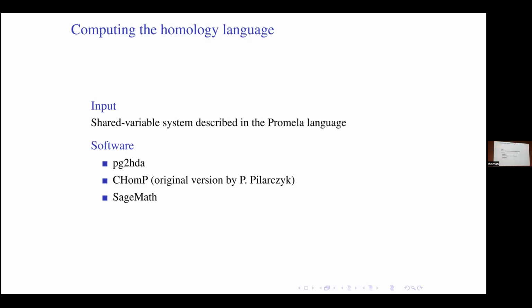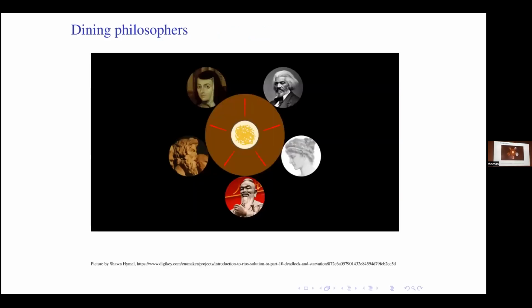And these programs permit us to compute the homology language in such a way that it can be loaded into Sage for analysis. So the example I want to consider is the classical dining philosophers example, which everybody knows. Five philosophers have dinner at a round table. In between each two neighbors at the table there's a chopstick, but in order to eat, the philosopher needs two chopsticks, which creates a problem because the neighbors at the table have to share a chopstick.